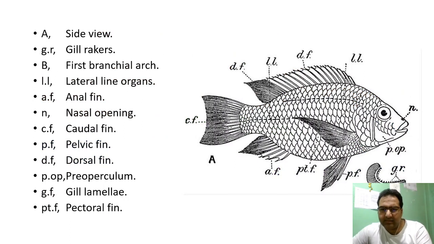So this is just a fish which is depicting that this is the operculum, and this is again the gill of the fish with the gill rakers.